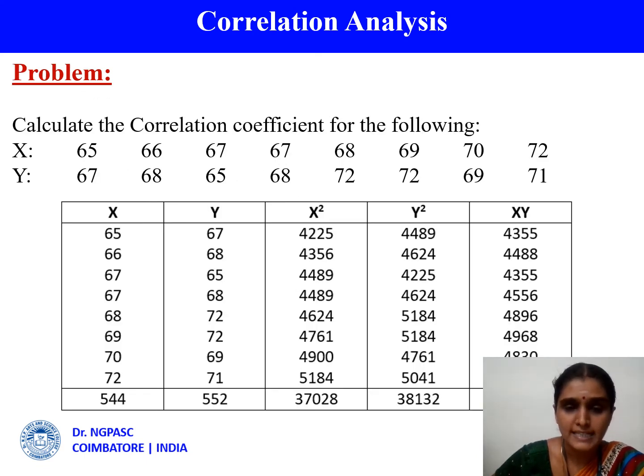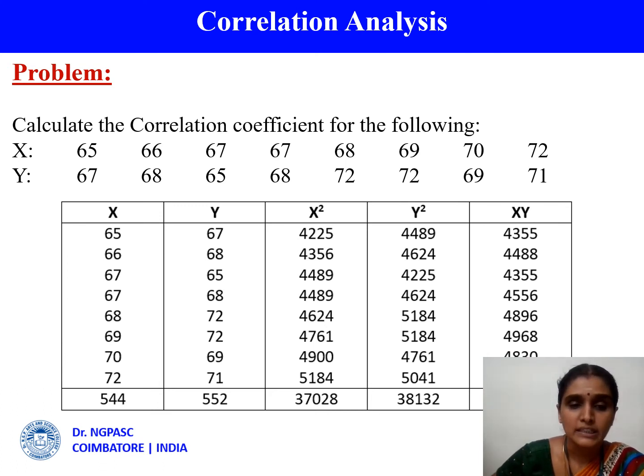Next, we can see one example for calculating the Karl Pearson's coefficient of correlation. Calculate correlation coefficient for the following data. Here two data are given, x and y. The x data is 65, 66, 67, 67, 68, 69, 70 and 72, and the respective y value is also given. So from these x and y, we have to form a table consisting of the column x, y, the given data, and x square, y square, x into y. We need to calculate these things.